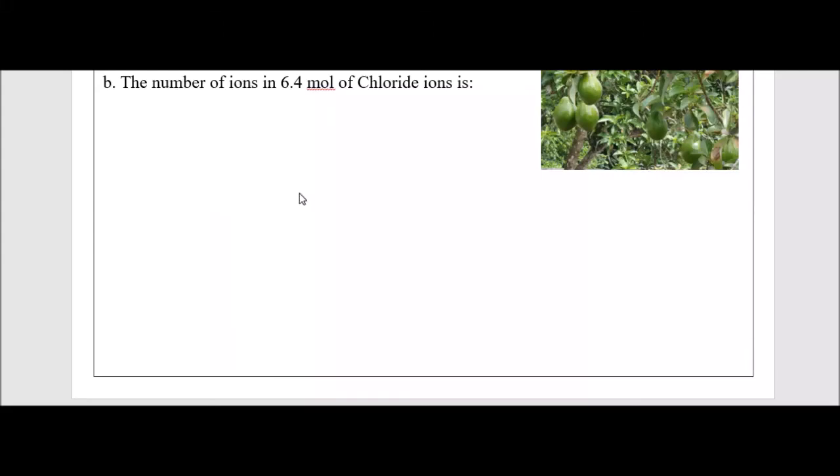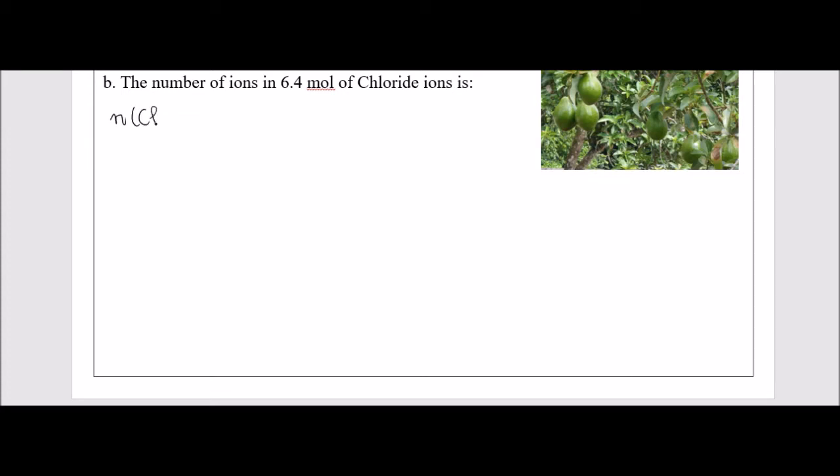Moving on to part B, you need to work out the number of ions in 6.4 mole of chloride ions. I think this is a very good opportunity to revise the formulas for these names. So I'm going to do the same thing. I'm going to start by summarizing the question.